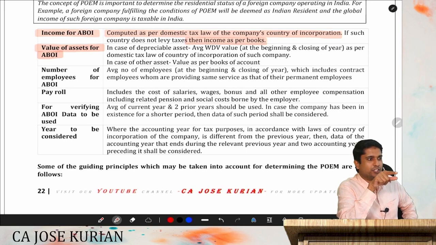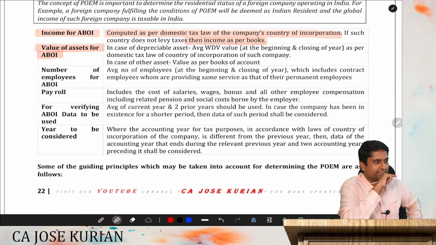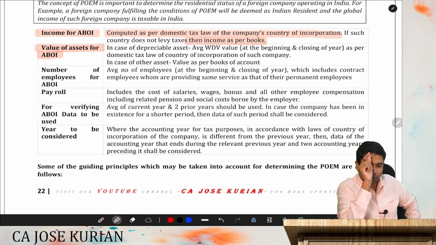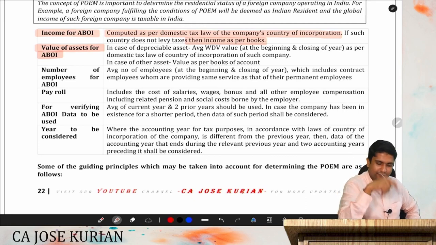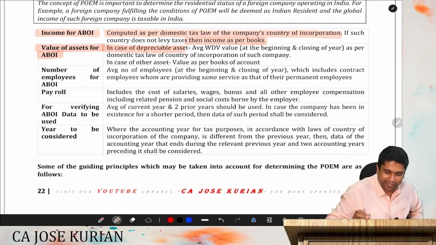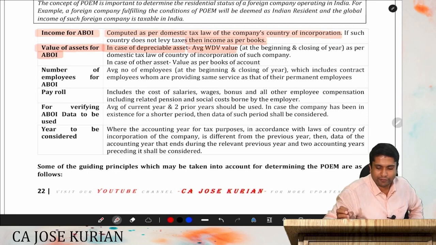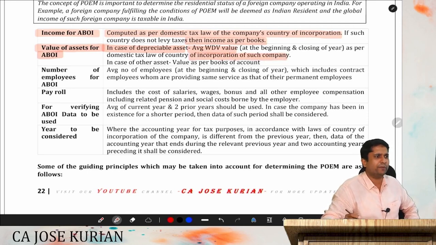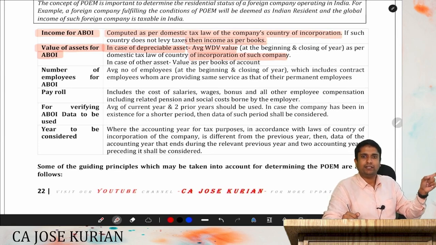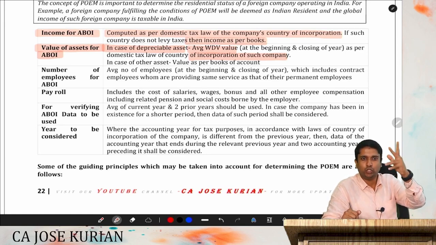Assets located in India should be less than 50% of total assets. Yes or no? Then how do you determine the value of assets? For that, in the case of depreciable assets, use the average WDV value as per the domestic tax law of the country of incorporation. What do you mean by average WDV value? You take the opening and closing and average it. That means opening plus closing divided by 2.